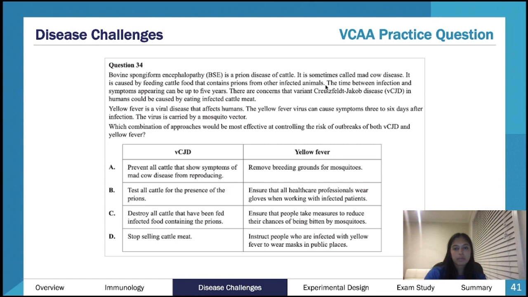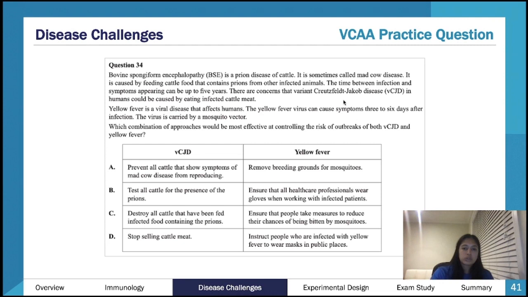The time between infection and symptoms appearing can be up to 5 years. So you can eat infected meat, and then 5 years later you get the disease. That's an extremely long incubation period, and you can imagine the trouble with that. There are concerns that VCJD in humans could be caused by eating infected cattle meat. So this is a variant from that. Mad cow disease is in your cattle, hence mad cow, and when this spreads to humans, it's your Creutzfeldt-Jakob disease.